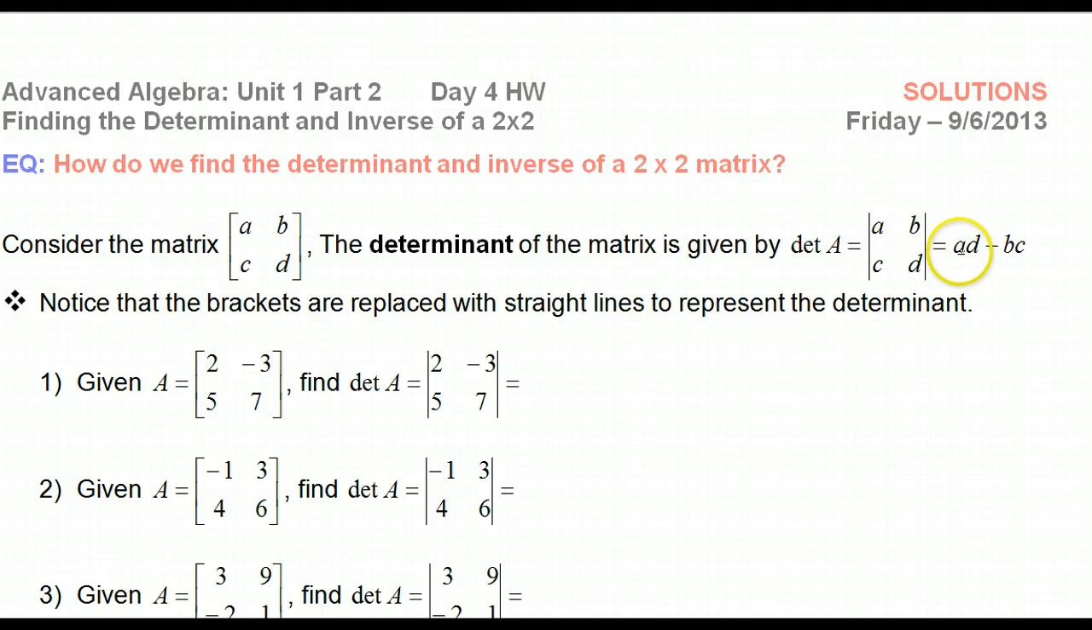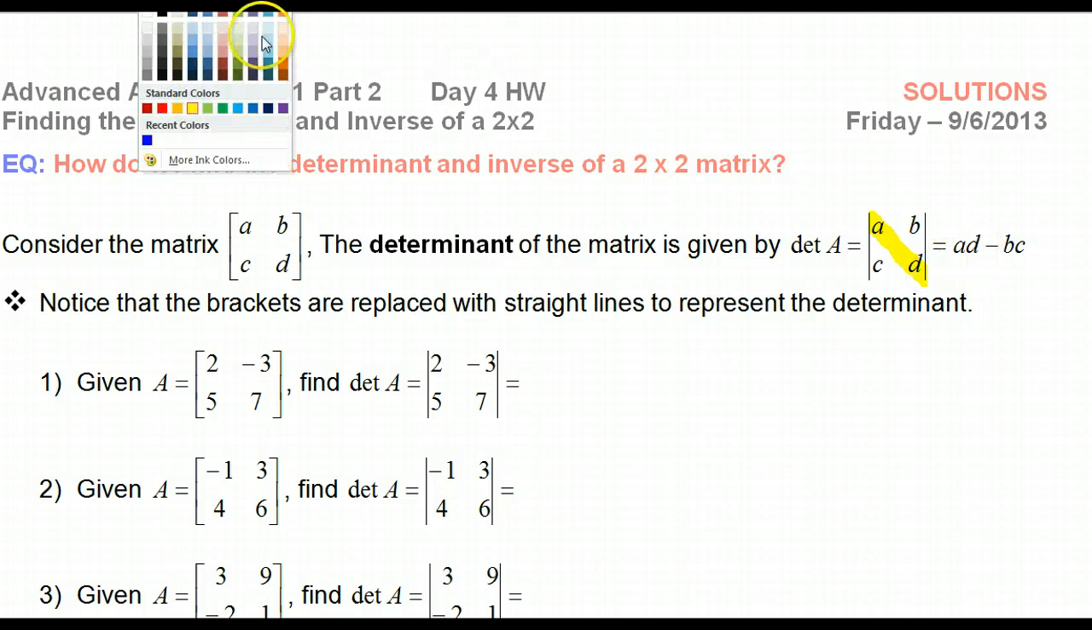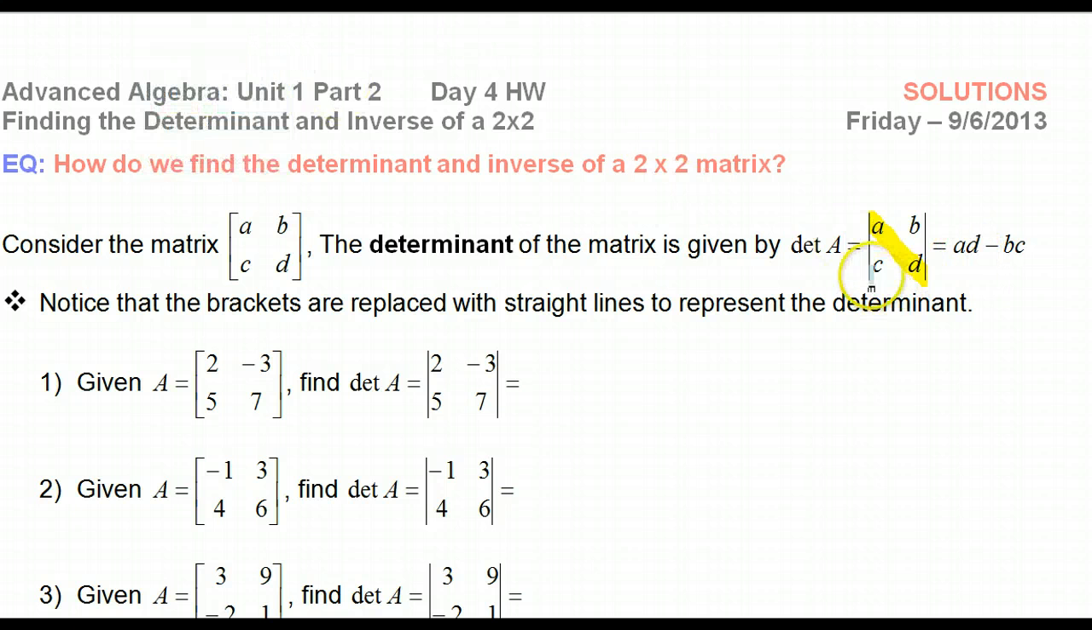Alright, anyway, how do you find this determinant? Well, you would do A times D minus B times C. I like to think of it in terms of diagonals. It is basically the down diagonal, there's your AD, minus the up diagonal. That's your BC. So it's down diagonal minus up diagonal. That's how you do the determinant.